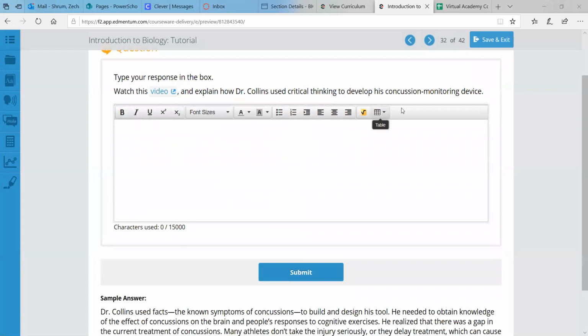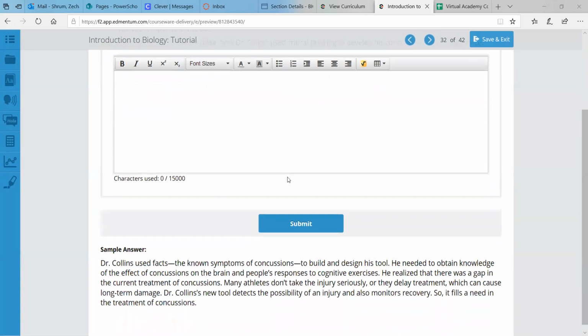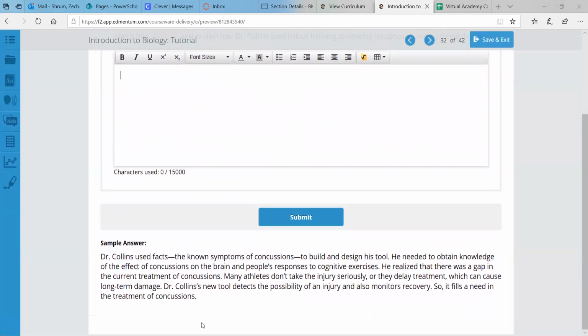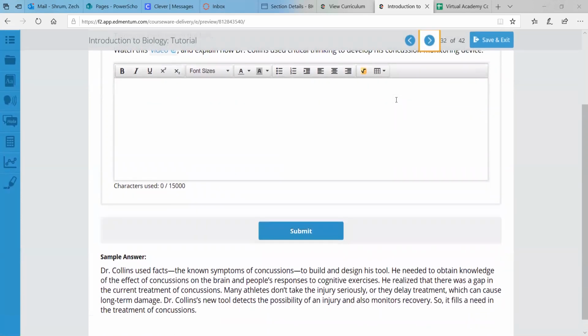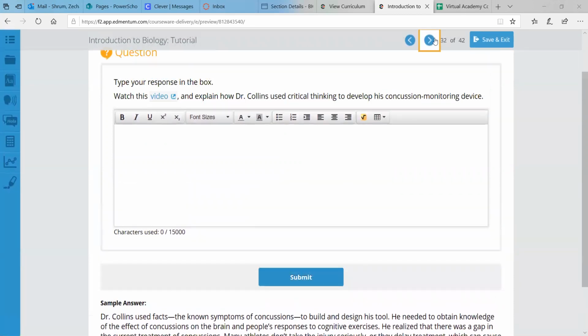This has a video, and it asks you, can you identify how Dr. Collins is using critical thinking? You know, why is he solving problems? Is he looking for flaws? How's he doing that? And here's a sample answer if you need to look at that. Yeah, you can pause or look it up. Cool.